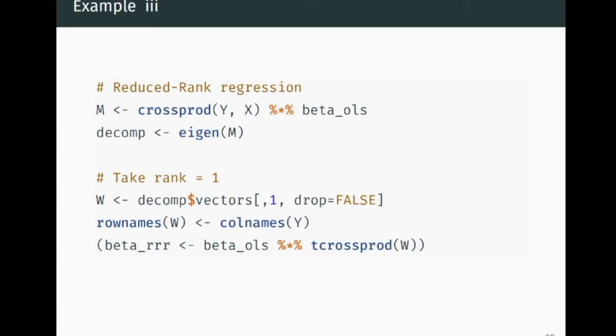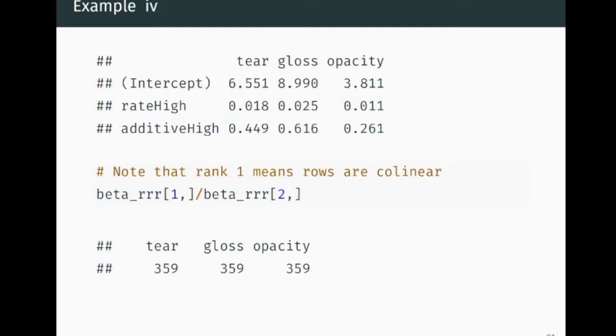And so if we look at what we get, we see that we indeed get a matrix of the same size, but the coefficients now are collinear. What I mean by this is that each row is a scalar multiple of the others. For example, if I take the first row and divide by the second row, you see that we get the exact same constant here. In this case, 359.